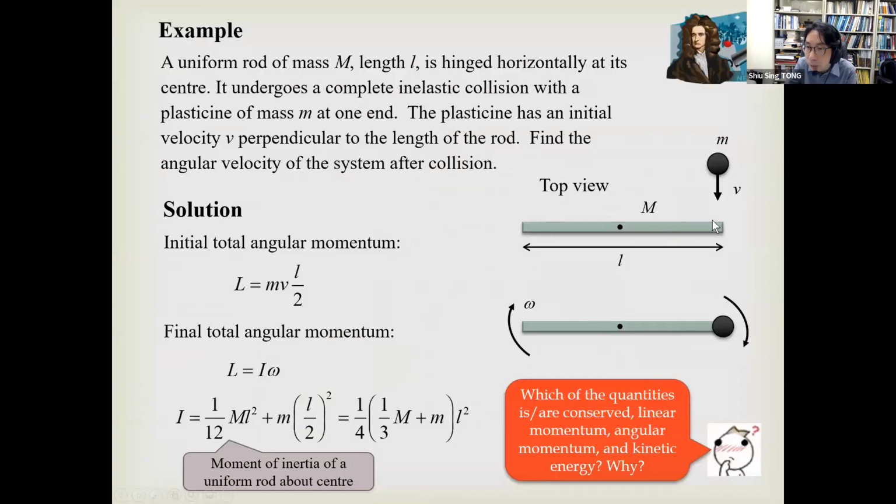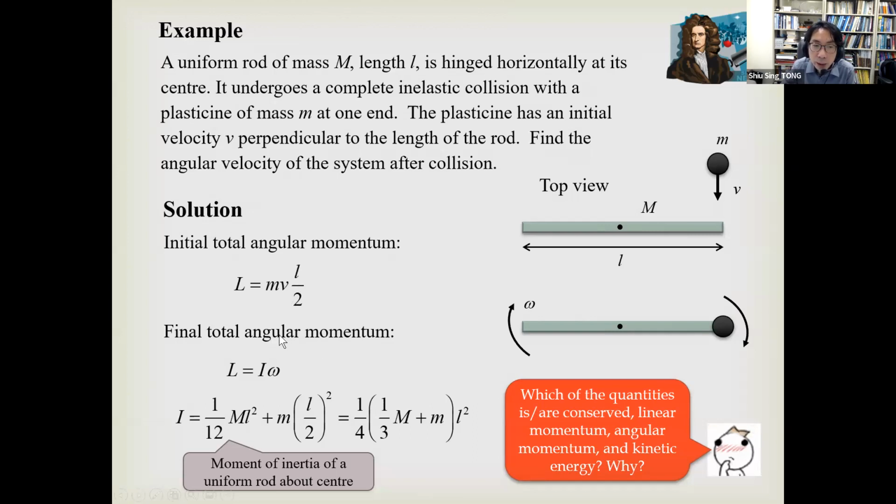Now, the velocity is perpendicular to what? It's perpendicular to the radius r, right? So I don't have to consider sine phi. I simply have m v r, where r is the distance, which is half of the length of the rod. So I have m v l over 2. This is the perpendicular distance of the velocity vector from the center of rotation. So m v alpha 2, that is the initial angular momentum.